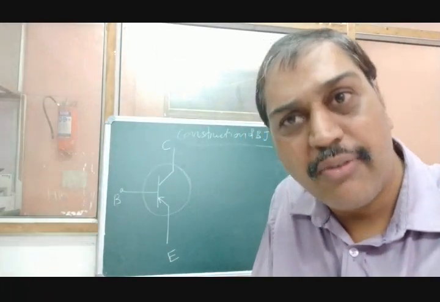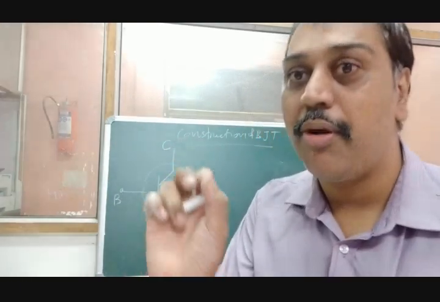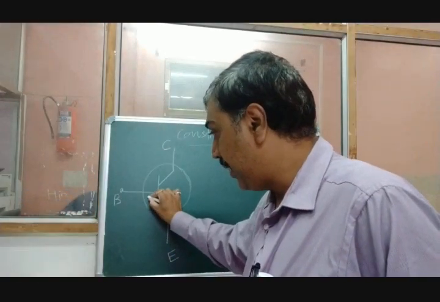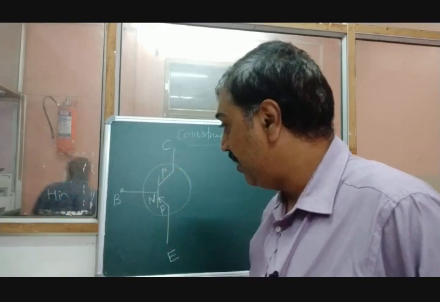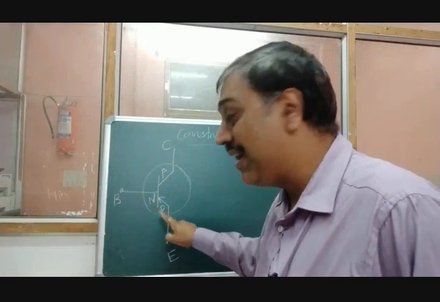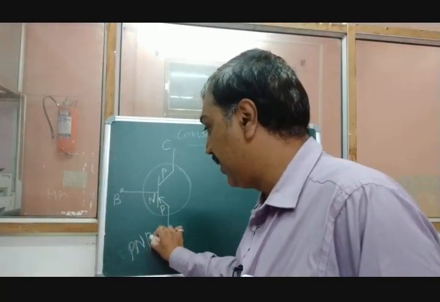Apart from this, let's see why this arrow is going inside. As we know, current flows from positive to negative. Just remember that concept. So this must be a P region, this must be an N region, and this must be a P region. So which type of transistor is it? PNP transistor. So it is said to be the first type of transistor, PNP.